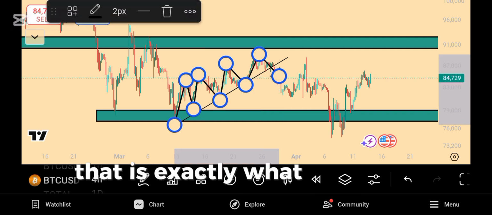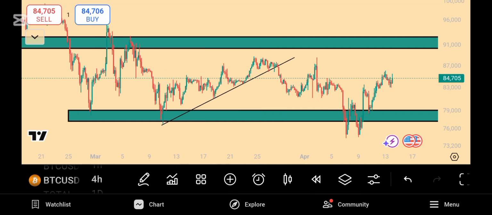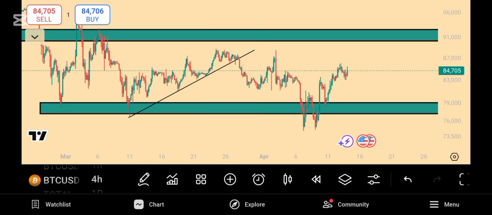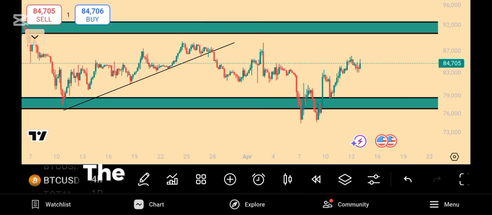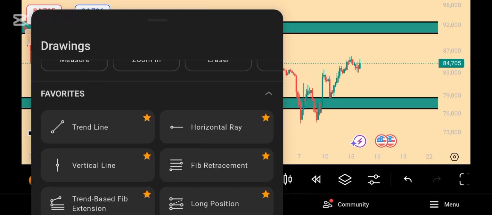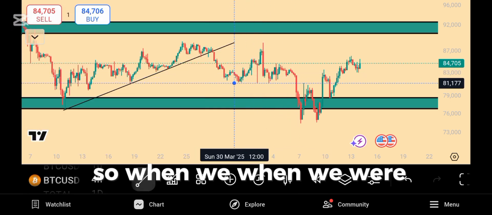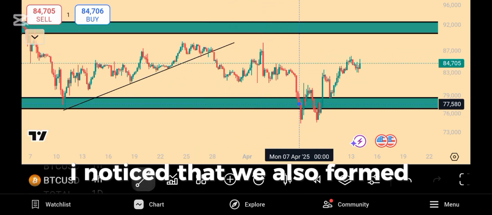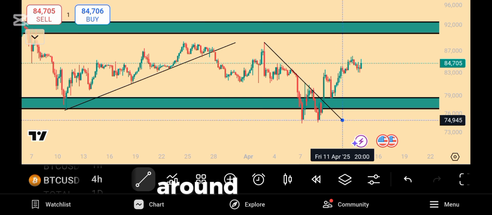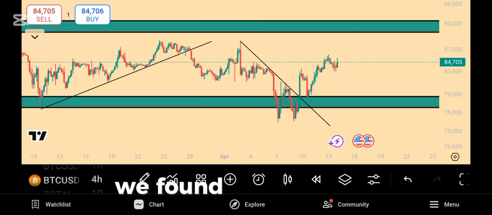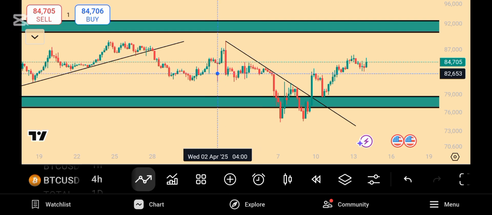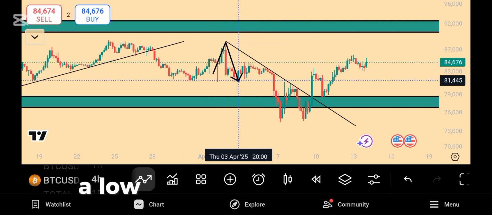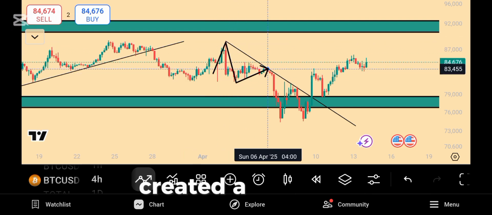That is exactly what happened here before we now started going down. And when we came down into this level to take out this level, that is the reason you should not move your levels, because no matter what, the market will still come to respect them at some point. So when we were trading above here, I noticed that we also formed a trend line around this level. We formed a trend line with a series of, this is a high, we came down, created a low, we created a lower high, created a lower low.